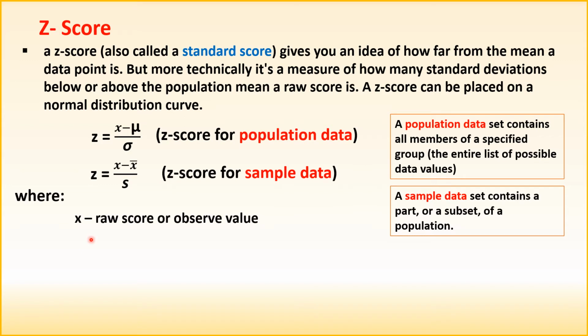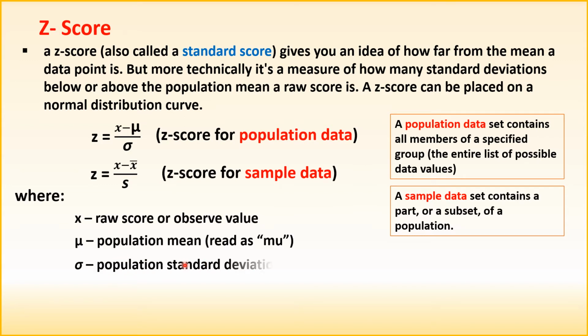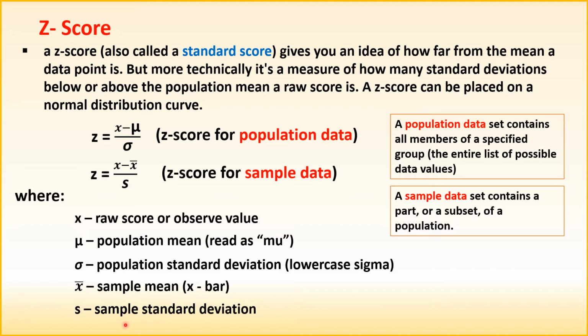We have your X for the raw score or observed value, mu for the population mean, lowercase sigma for population standard deviation, the X bar for the sample mean, and S for the sample standard deviation.